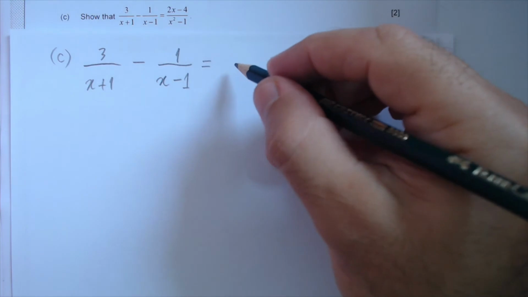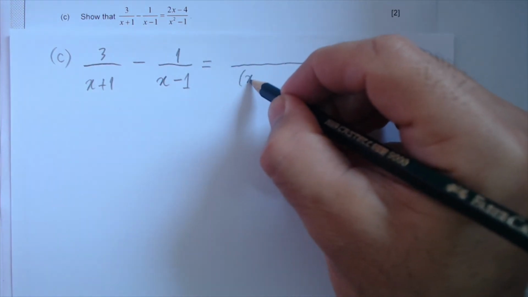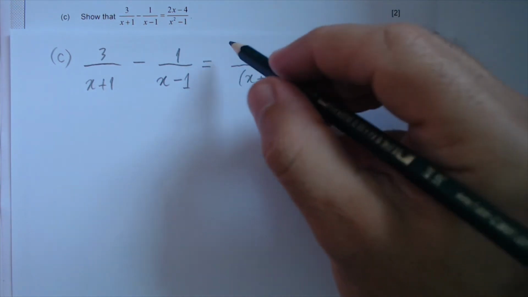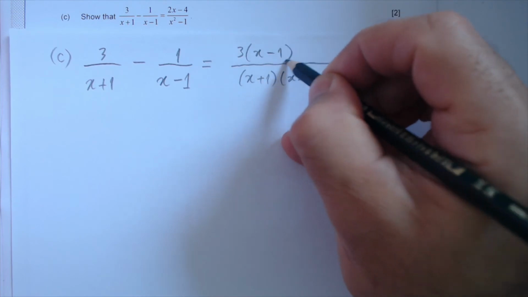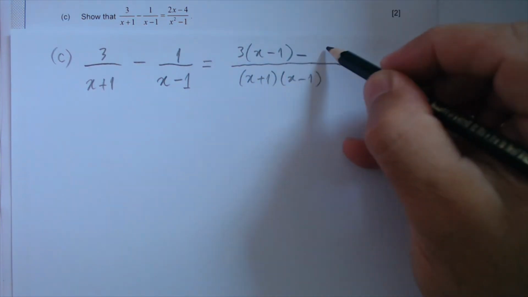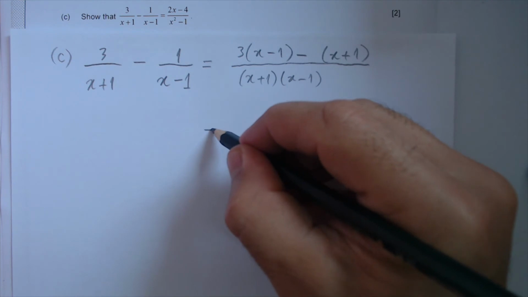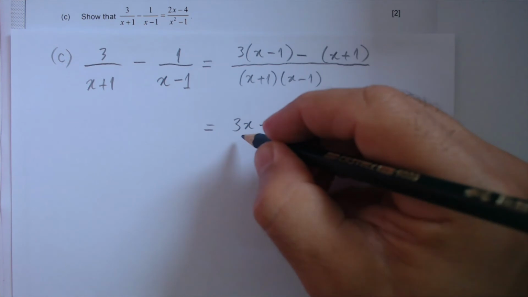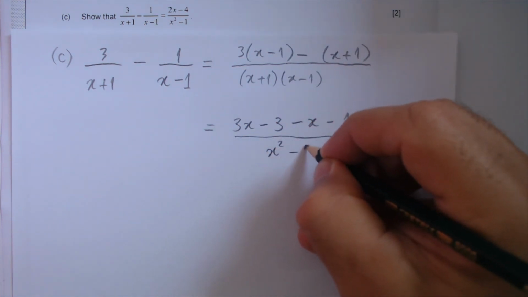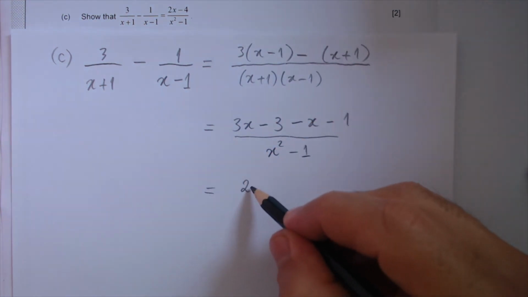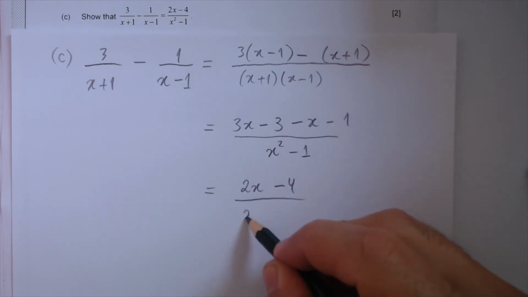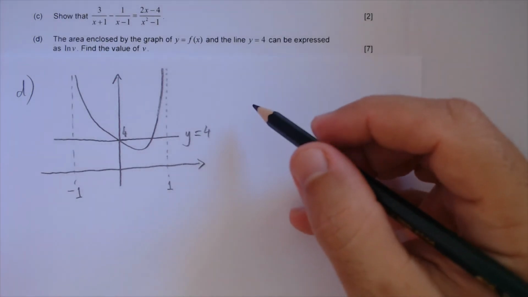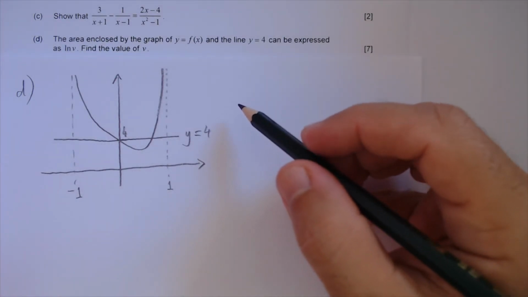For letter C, the common denominator is (x plus 1)(x minus 1). Then we do 3(x minus 1) minus 1 times (x plus 1). Expanding: 3x minus 3 minus x minus 1 over x squared minus 1. Then (2x minus 4) over (x squared minus 1). And this is a sketch of the situation.